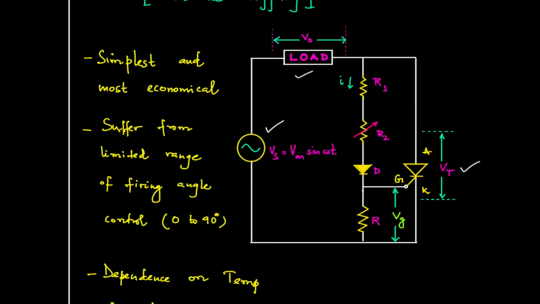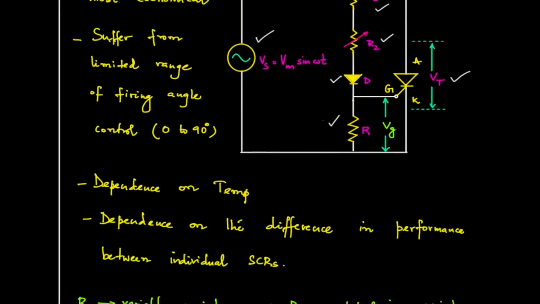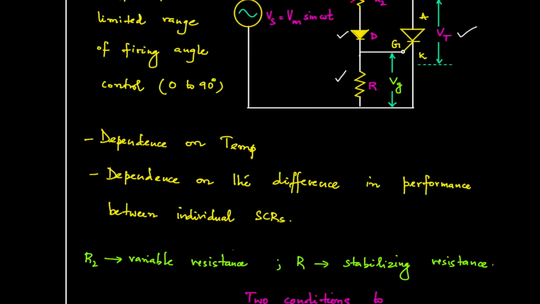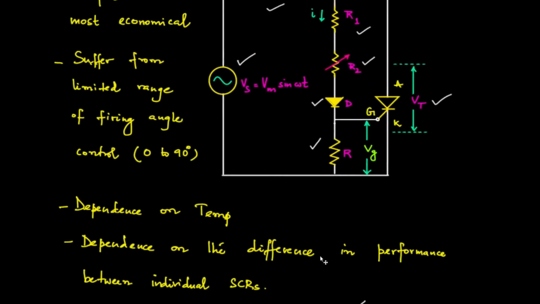Okay. Now, to trigger this SCR, we are using the following resistances: R1, R2, which is a variable resistor. We use a diode D and a stabilizing resistance R. Okay. R2 is the variable resistance and R is the stabilizing resistance.